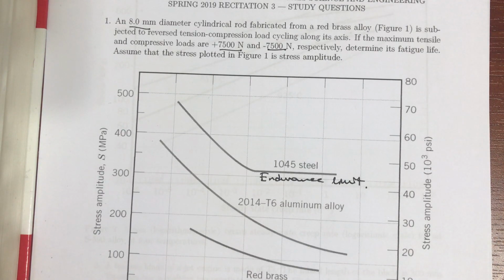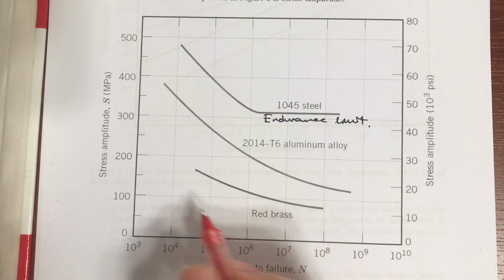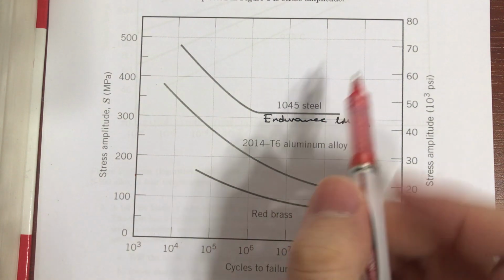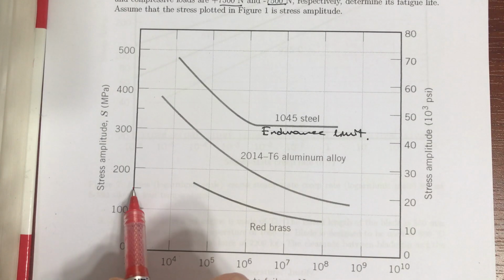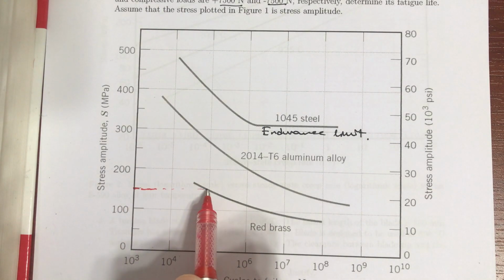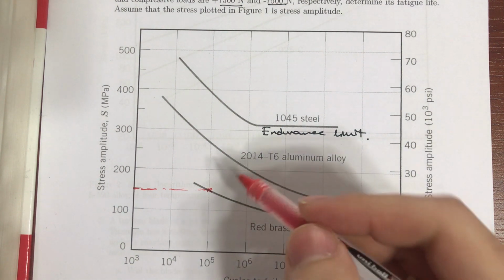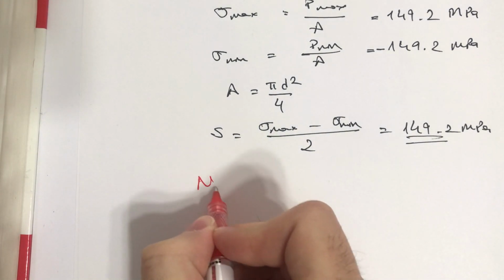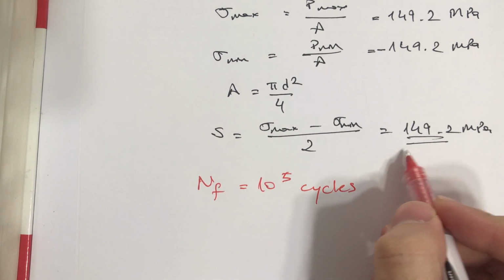If you go back to the SN curve, 149 megapascals is somewhere around here, and the material is red brass. So we go to the curve of the red brass here. We are somewhere here for cycles to failure, and if we go down, we see that our cycles to failure NF is 10 to the power 5 cycles for this given amplitude.